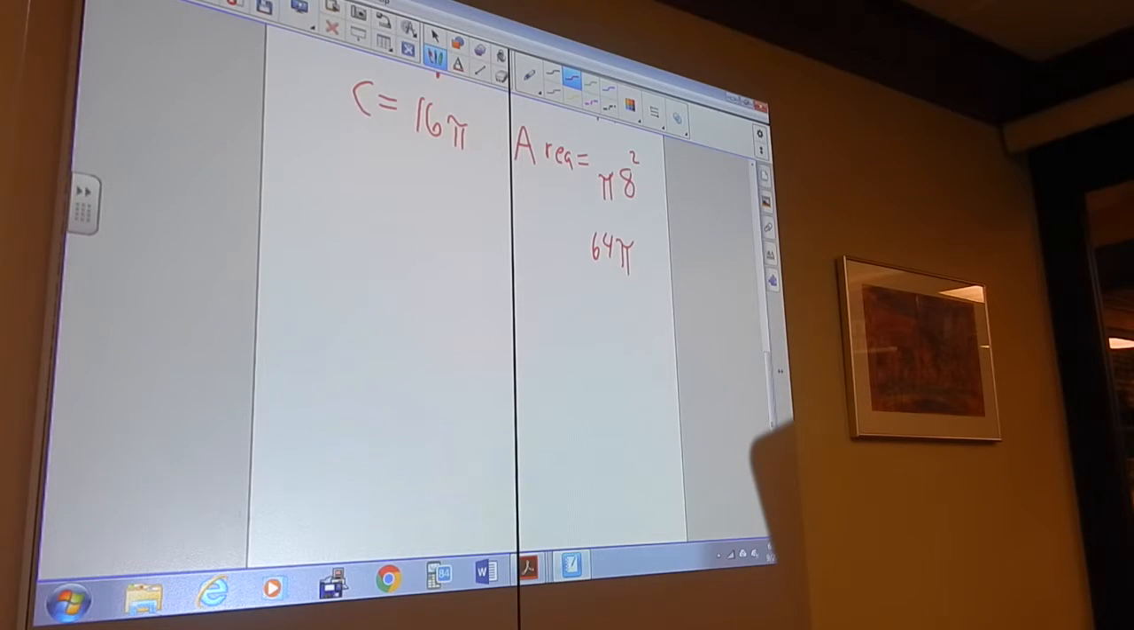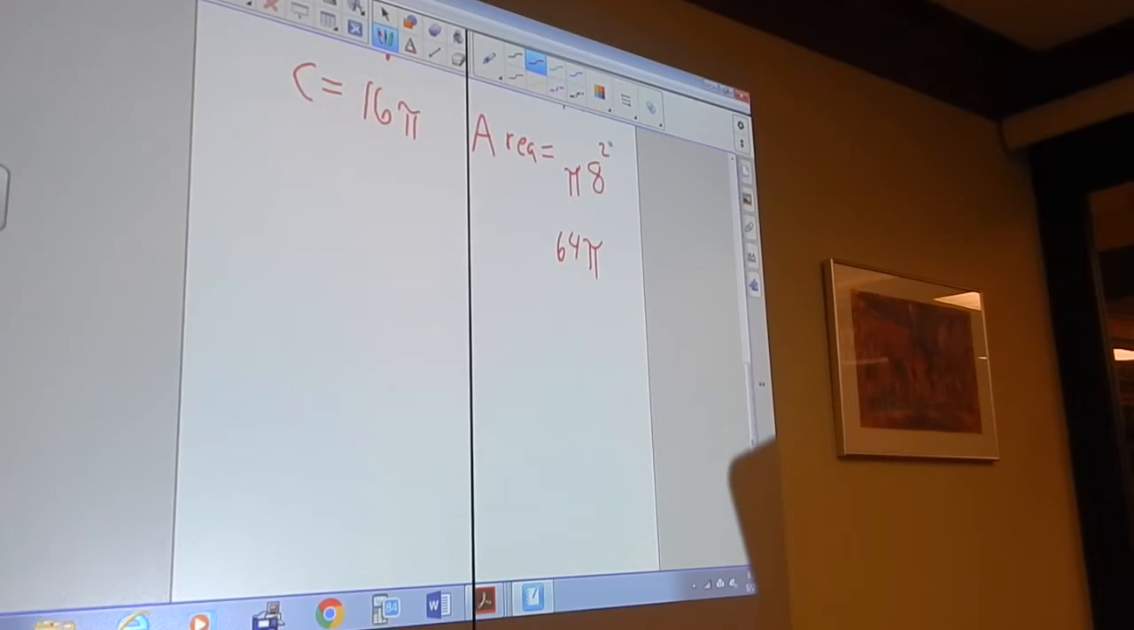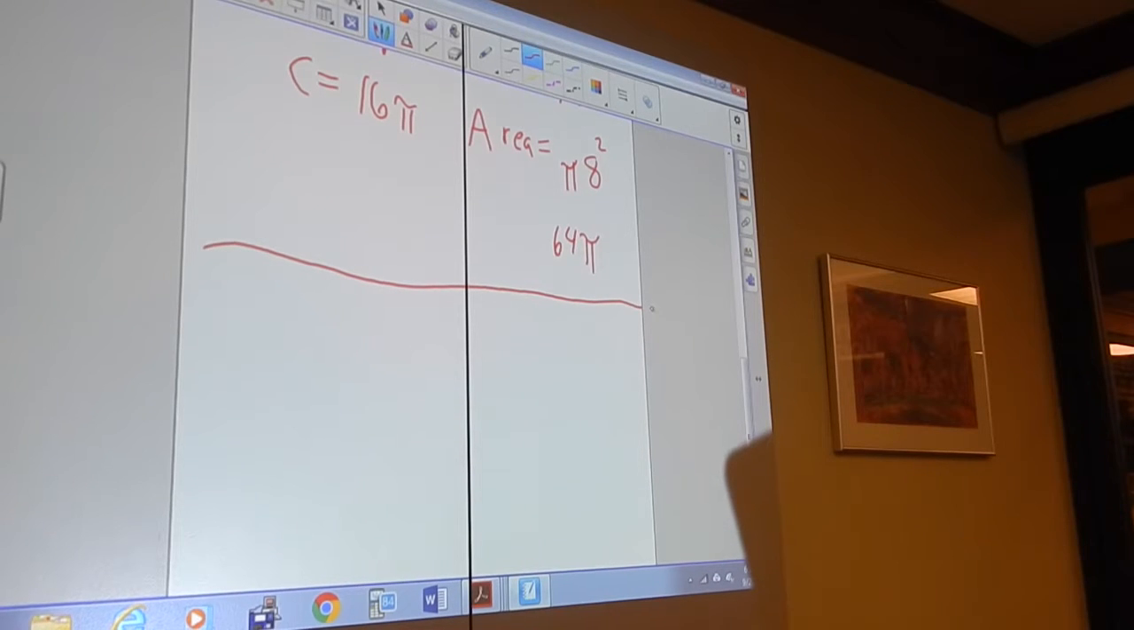And again, same thing. Problems with area on your test, again, the units have to be squared. All right, let's get out of circles real quick, and let's go into this shape right here.